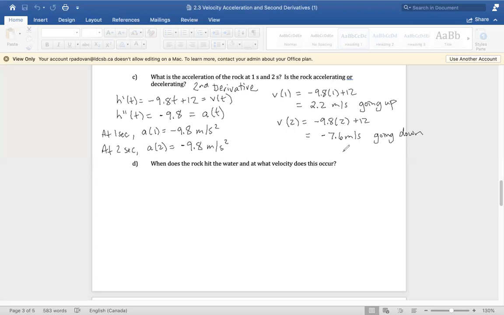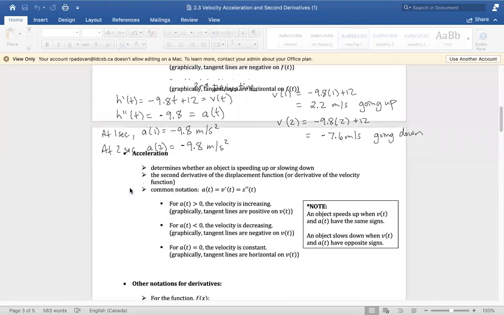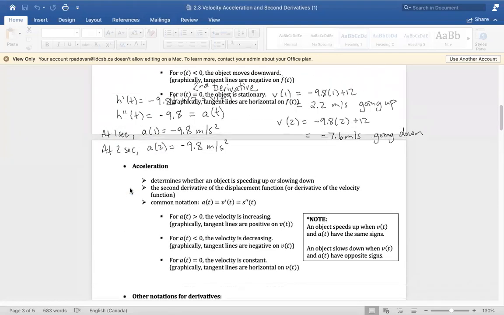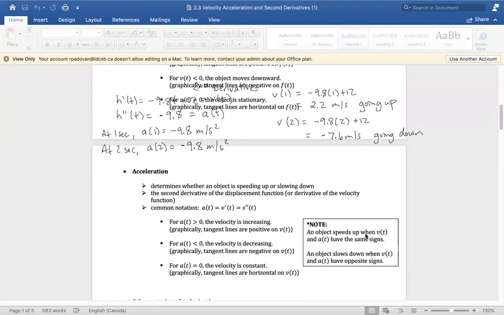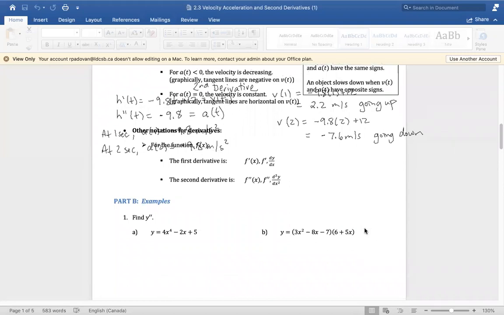In order to know if it's accelerating or decelerating, I need to look at the sign of the velocity and the sign of the acceleration. So just to go back here, I'm going to leave this up, but just to show you where we are, acceleration, this chart here. An object speeds up, so is accelerating, when the velocity and the acceleration have the same signs. And if they're opposite signs, then it's slowing down. So that's what we're looking at here.